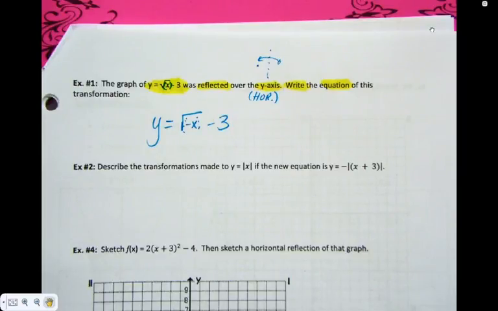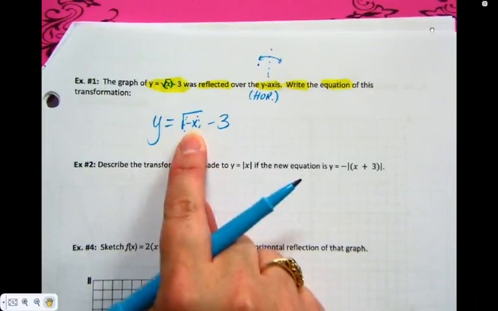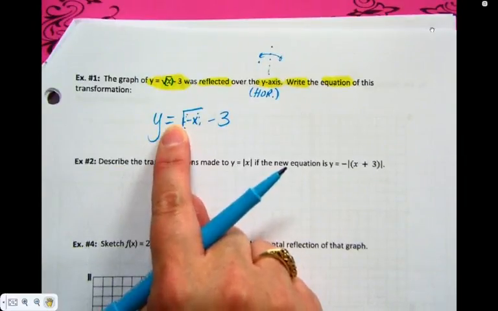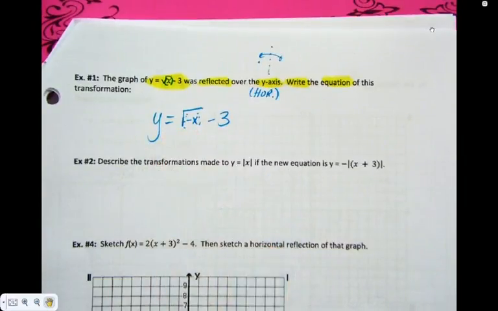Let's just say the question had said over the x-axis. Where would I have put this negative? Outside in front. That's the only difference between horizontal and vertical. Outside in front would have made it vertical. Inside makes it horizontal.